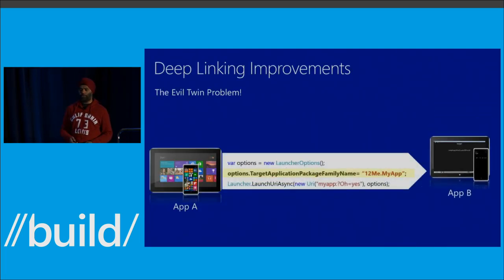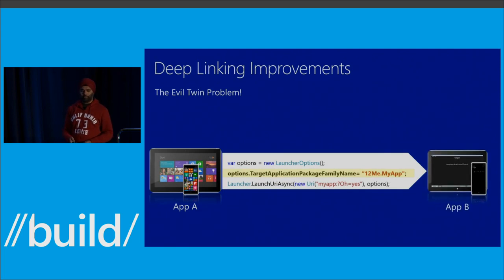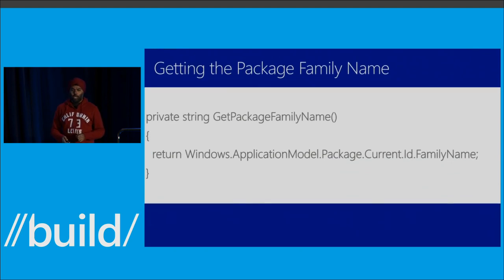So that's how you launch a specific app. And that's a nice animation showing what we just did. And that's how you get a package family name. Now, the package family name isn't some secret piece of information that you're supposed to keep to yourself. All it is is a unique identifier for your app in the Windows Store.